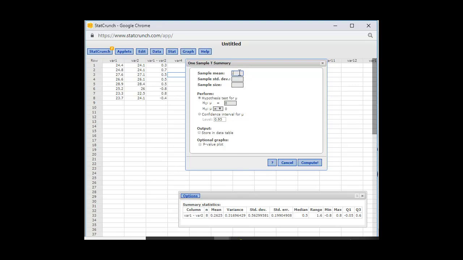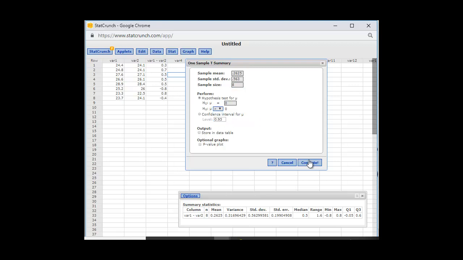So our sample mean from our summary stats was 0.2625. Our standard deviation was 0.563, is what that would round to. And our sample size was 8. Okay, and I'm going to do a hypothesis test, and our alternative again was, remember, the difference was greater.